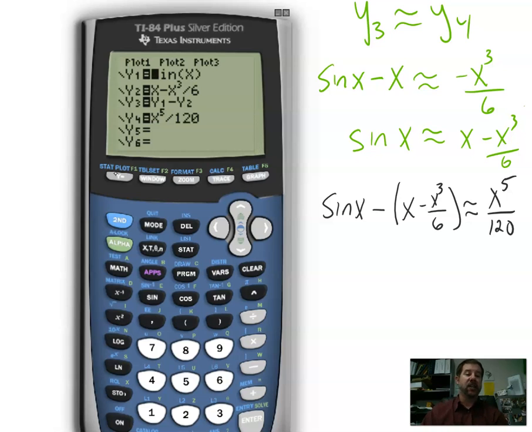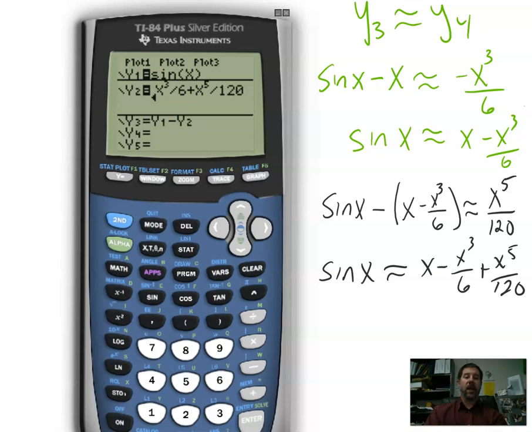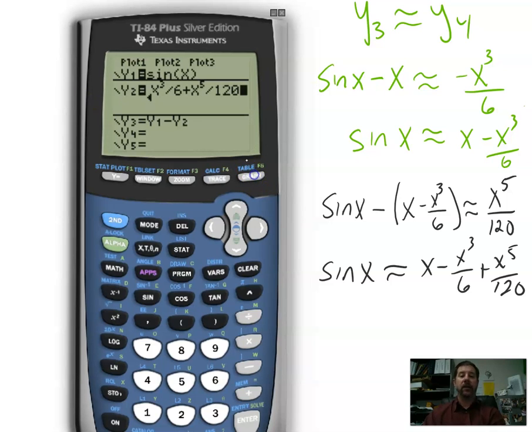And now again, I could solve for sine x. And so sine x, a better approximation yet, might be x minus x cubed over 6 plus x to the 5th over 120. All right? And we could keep on doing this. Maybe let's just graph this one to see how close we are now to our real function. Okay, so we've got sine x now in y1. Again, our approximation, x minus x cubed over 6 plus x to the 5th over 120 in y2. Let's graph those and see how close we are.